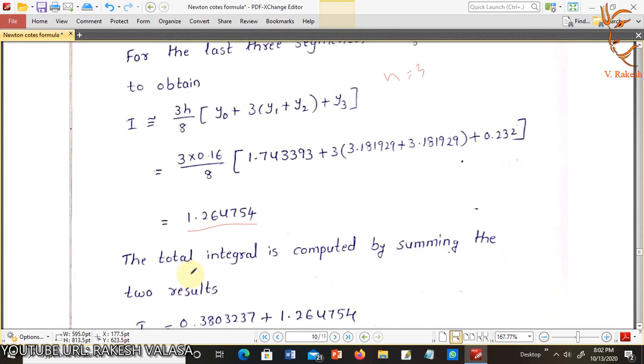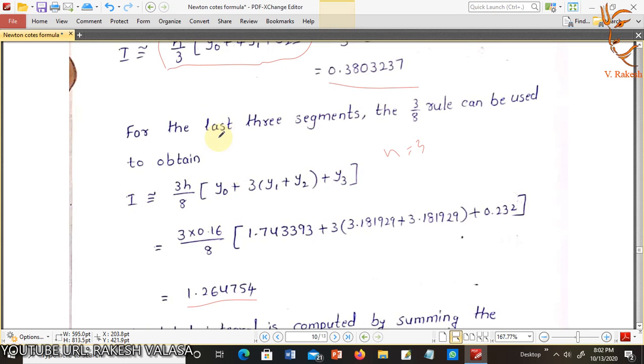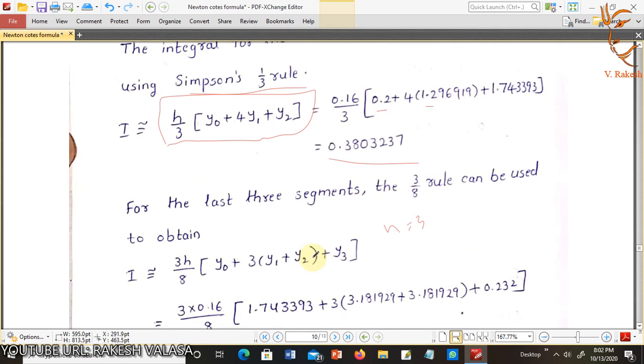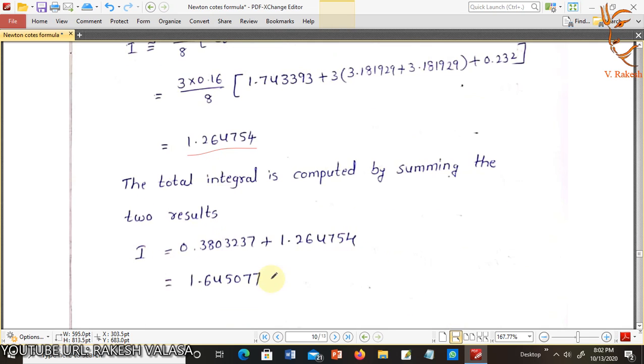The total integral is computed by summing these two results. That means the first two segments obtained using Simpson 1 by 3 rule plus the last three segments, where the 3 by 8 rule can be used to obtain this value. Summation of these two values, that value is 1.645077.